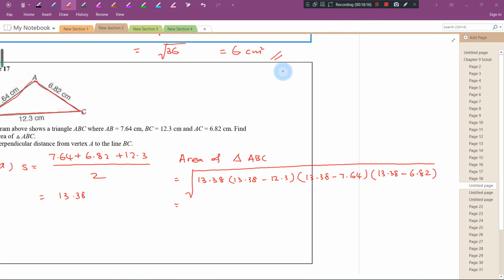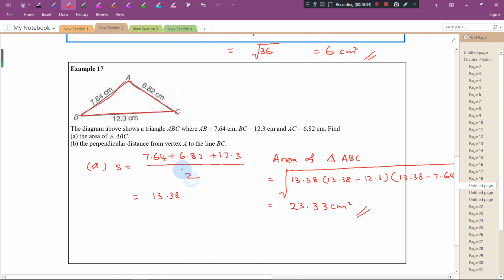Okay, so you square root it, you will get 23. Okay, we can just correct our answer to 4 significant figures. It will be 23.33. Okay, so this is the area of this triangle ABC. Okay, for part B, we want to find the perpendicular distance.